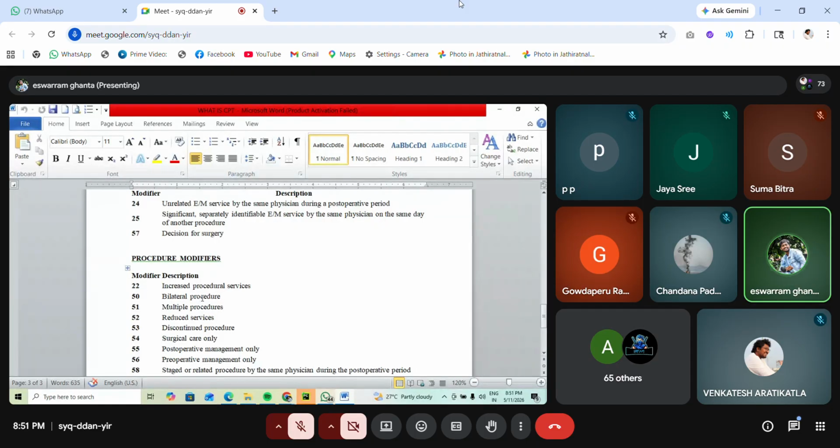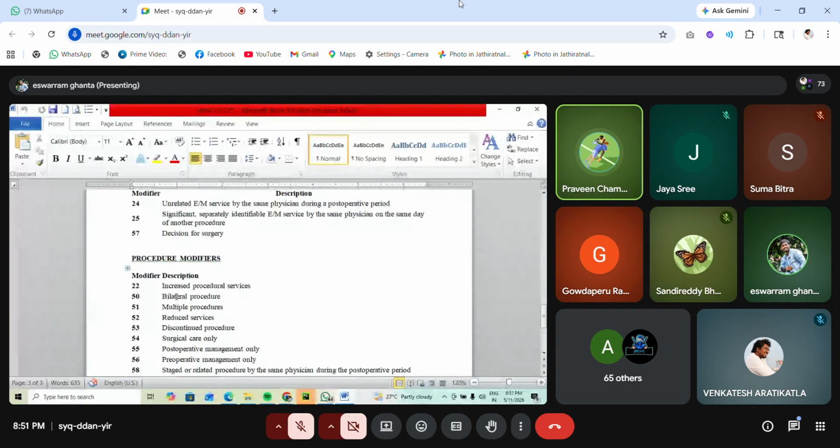Bilateral procedure. So how can we tell it is bilateral? We already give the casting code, but the casting is bilateral: two sets, both left hand and right hand. To indicate both left hand and right hand, there is a specific modifier, that is 50, bilateral procedure.